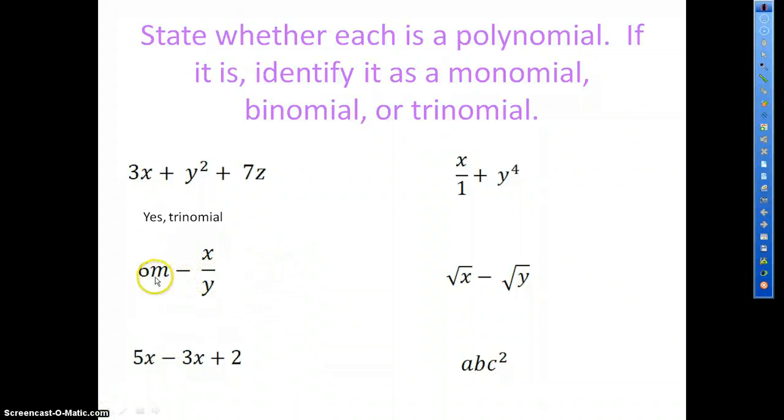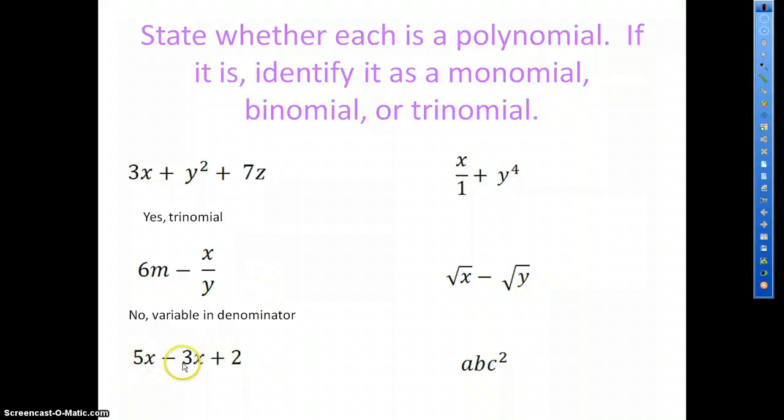All right, the next one is 6m minus x over y. It looks like it could be a polynomial, maybe a binomial, but there's a little problem here. Hopefully you can identify it. The y is in the denominator. We said before that you cannot have this happen. This cannot be classified as a polynomial because there's a variable in the denominator.